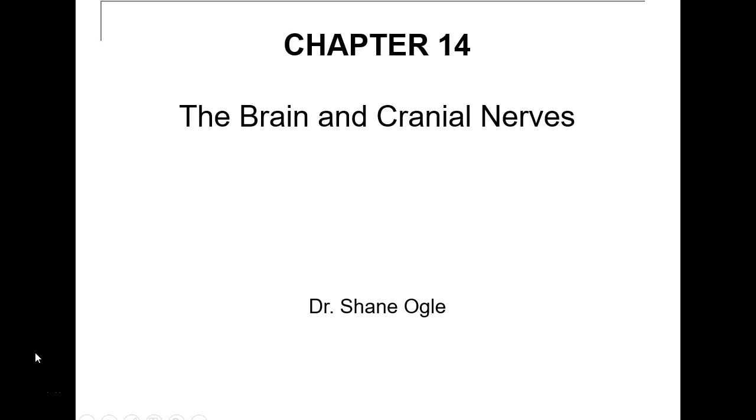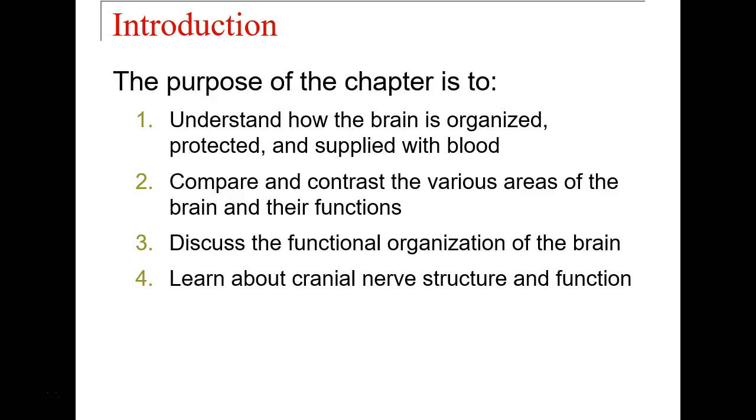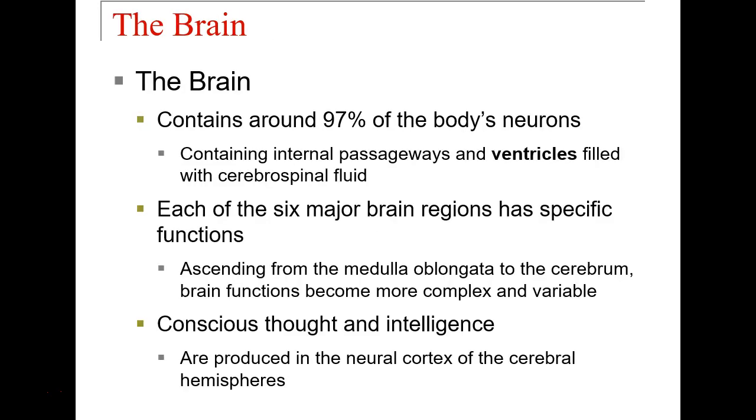Hello all, welcome to chapter 14, the brain and cranial nerves. Here we'll look at how the brain is organized, protected, and a little bit of blood supply. We're going to look at different functions and how they relate to specific areas. And we'll look at how the organization of this is done, as well as discussing cranial nerves.